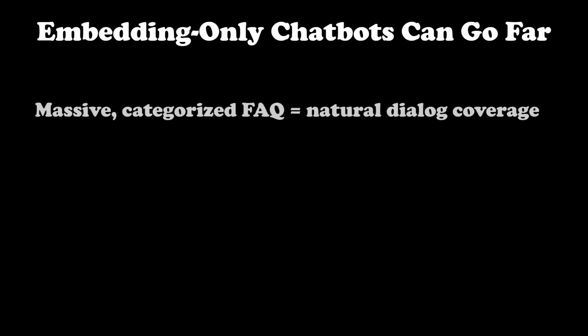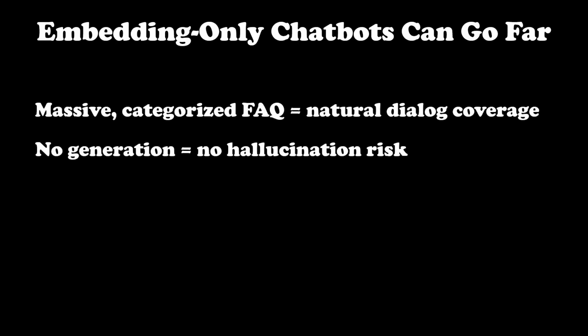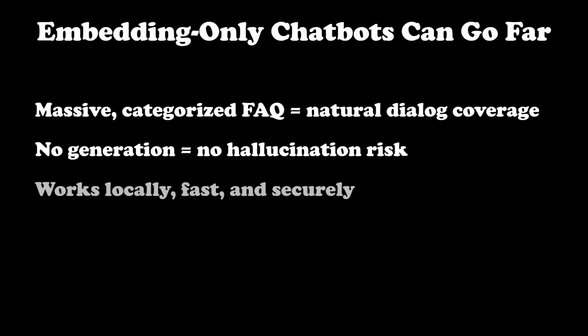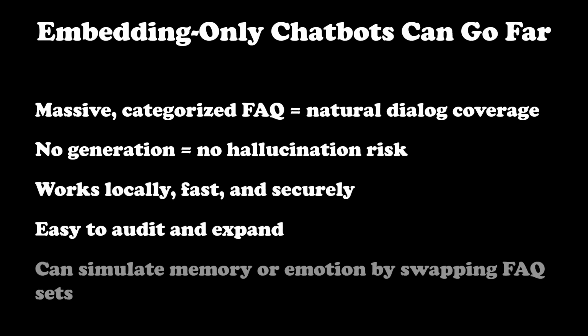An in-depth chatbot could be built using this method alone, rivaling the choice-based bots still used by many large companies. Such a system would feel much more natural to the user. Massive categorized FAQ equals natural dialogue coverage. No generation equals no hallucination risk. Works locally, fast, and securely. Easy to audit and expand. Can simulate memory or emotion by swapping FAQ sets.